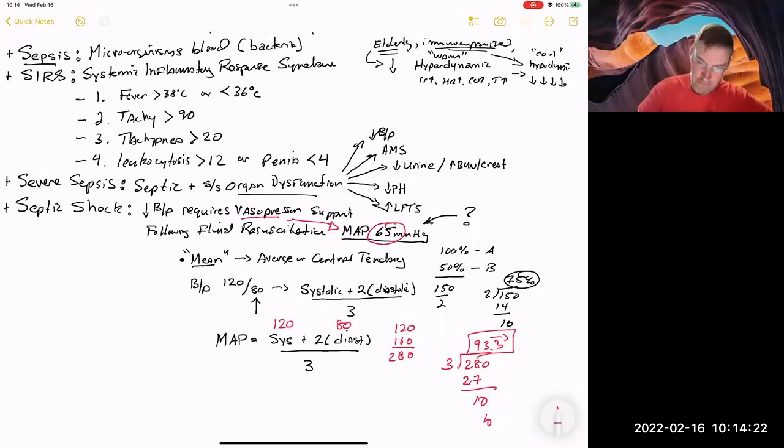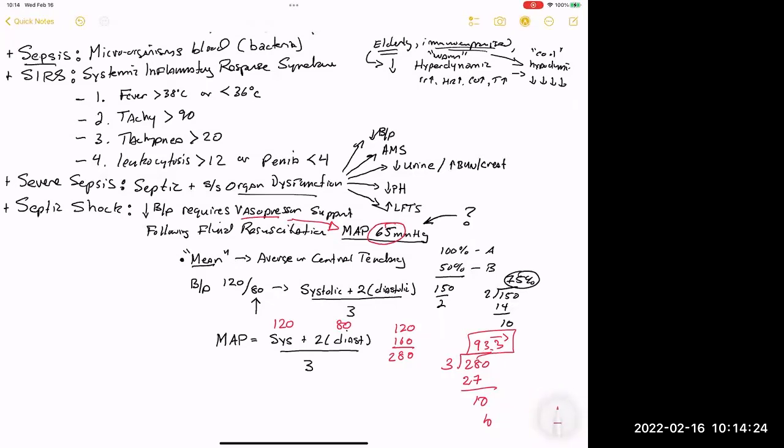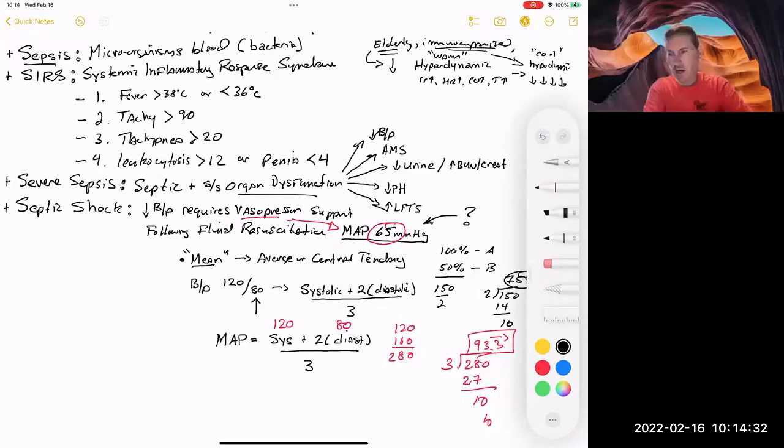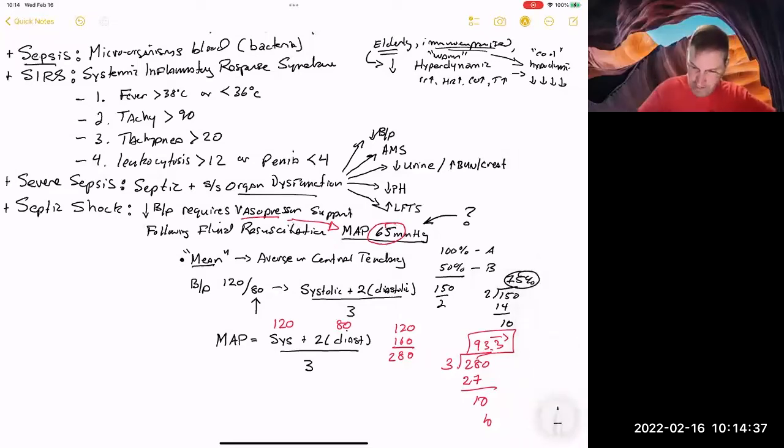Everybody okay there? Hey, Chris. Yes, sir. What's the range from 65 to what is the highest you anticipate for a MAP? So your normal MAP is like 70 to 100. What you like to see is like 70 to 100.